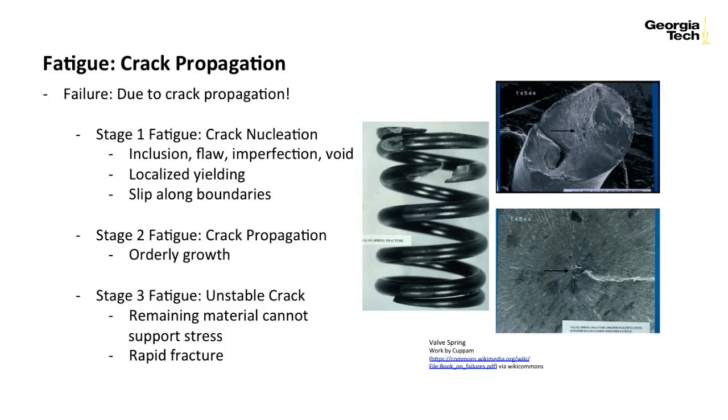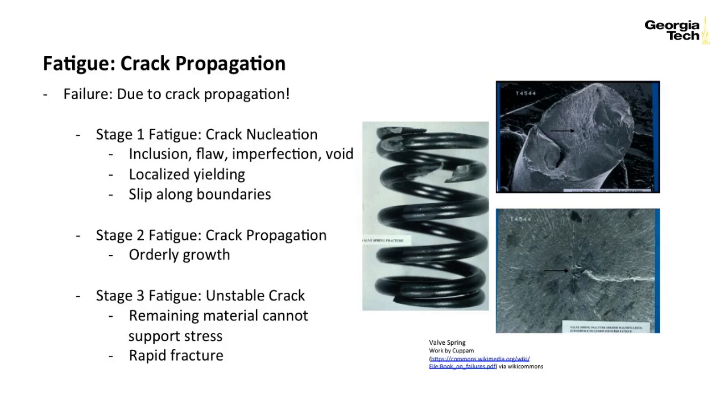There are a couple of stages. Stage one in fatigue failure is crack nucleation. In any material or component you're going to have natural flaws. They could be inclusions, imperfections, or voids, and at these flaws you're going to get stress concentrating. You're going to get very highly localized yielding at these flaws. That localized yielding leads to slip occurring along the boundaries, which over time adds up and forms microcracks. Most parts will spend 80 to 90% of their life in stage one fatigue failure.